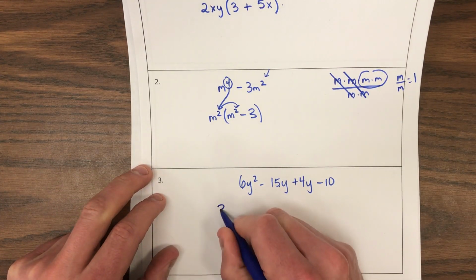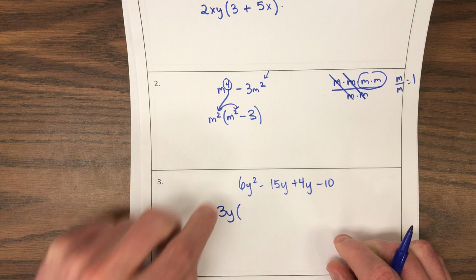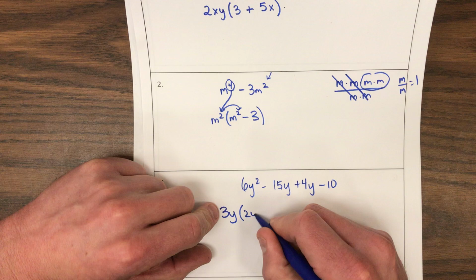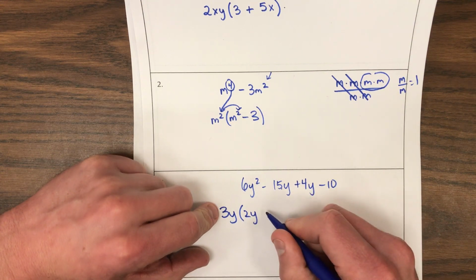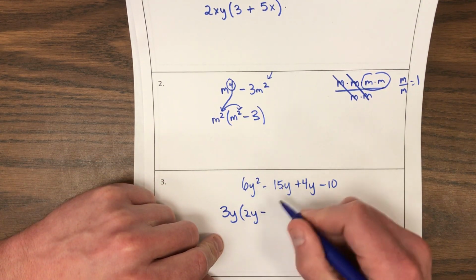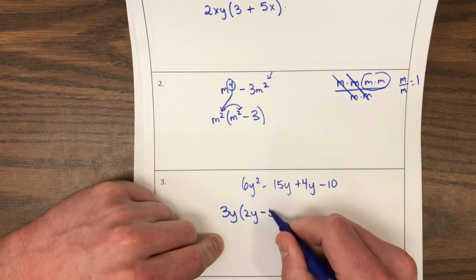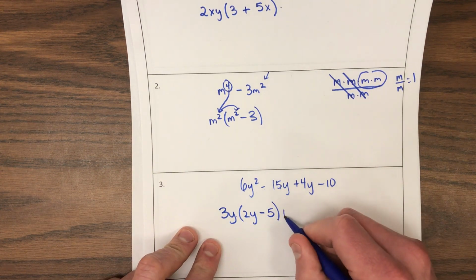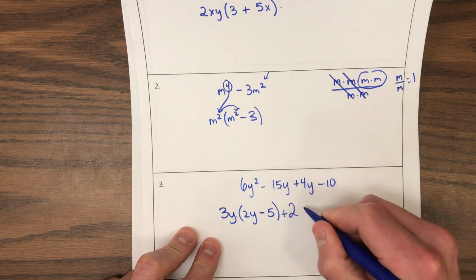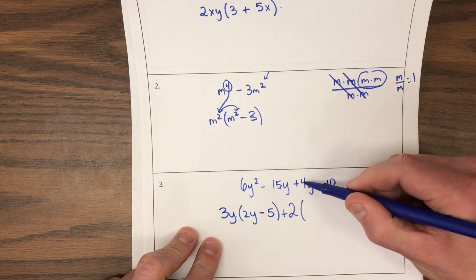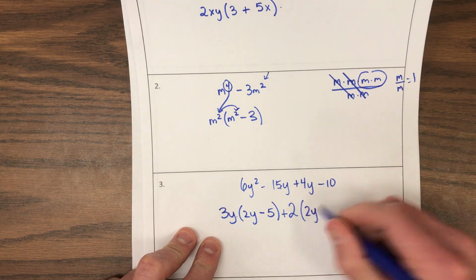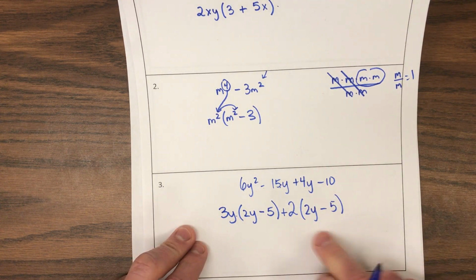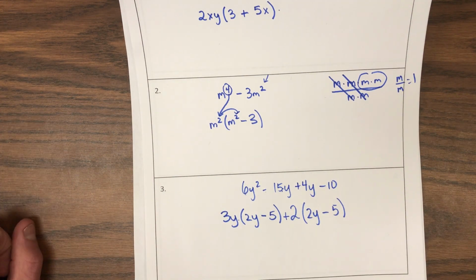So I think I'm going to factor out a 3y from the first pair. And what's left here is 6 divided by 3 is 2. Y squared divided by y is just 1y. And then 15, let me put my minus sign. 15 divided by 3 is 5. Y divided by y is just a 1, so I won't write anything. Then I need my plus sign. And I'm going to factor out a 2. So what's left is, well, 4y divided by 2 is 2y. And 10 divided by 2 is 5. So I factored something out of the first pair, and I factored something out of the second pair to write a new factored form expression.